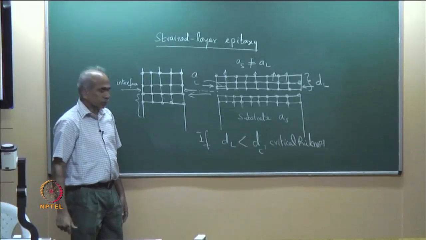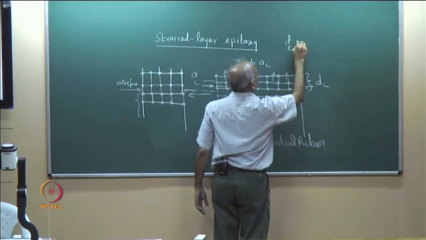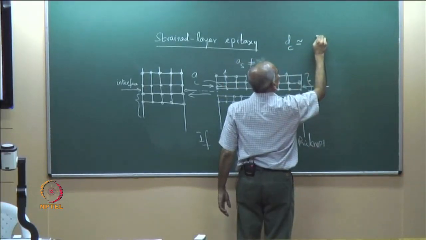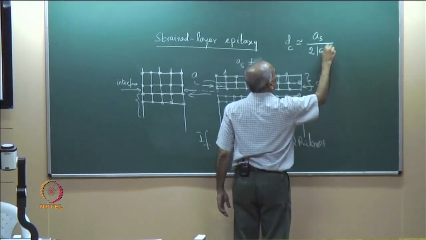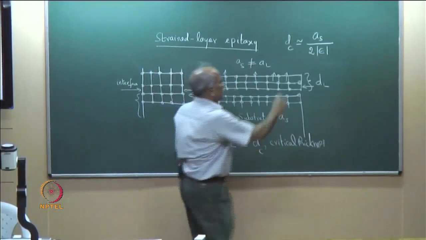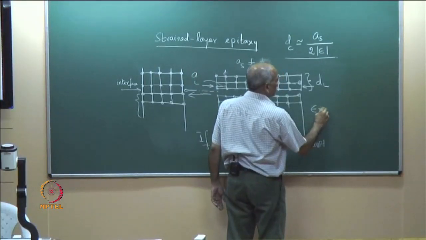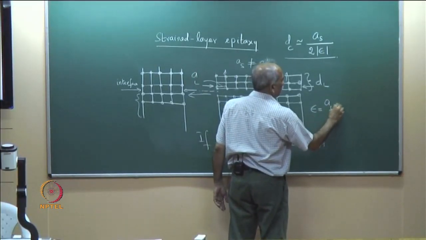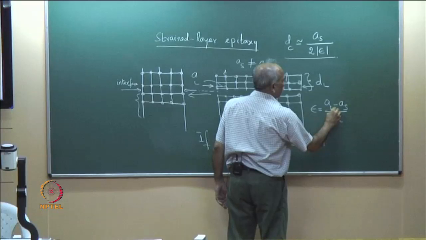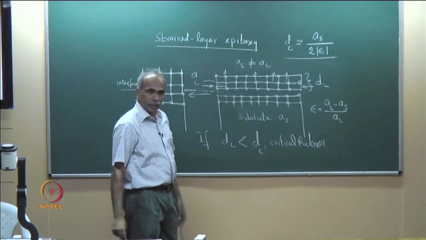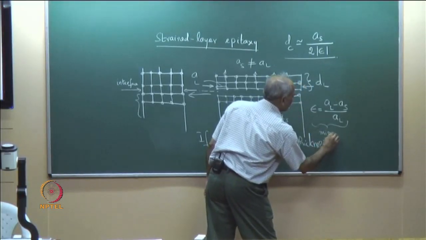Critical thickness. This critical thickness dc is given by an empirical relation approximately equal to As divided by twice mod epsilon, where epsilon is called the mismatch parameter. So, epsilon is equal to Al minus As divided by Al. Al minus As divided by Al is called the mismatch parameter or mismatch.